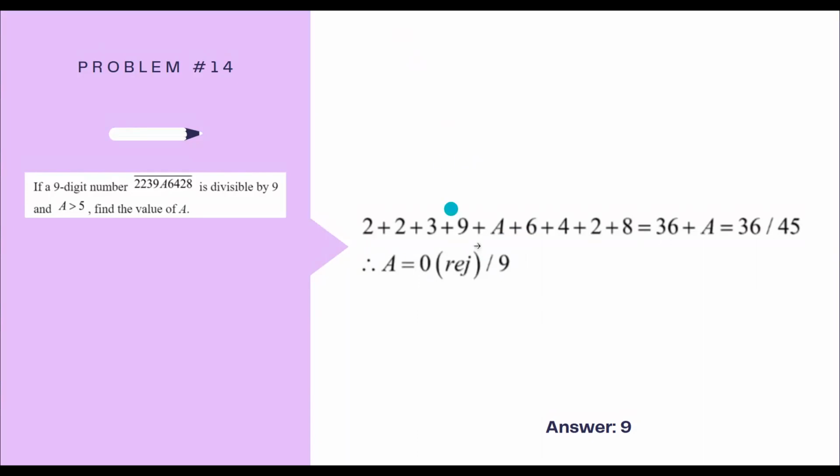Okay. Very good. So be careful in this condition. We have A is greater than 5, so we must not accept 0, because 0 is less than 5. So do you have any questions? None? Do you understand our solution?